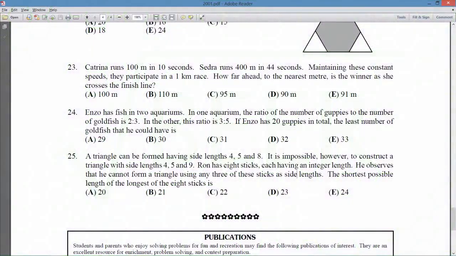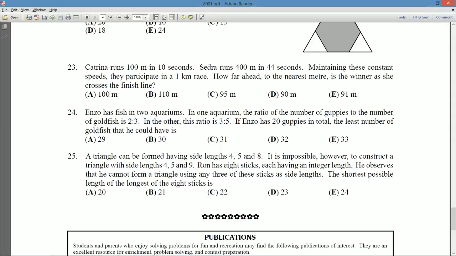It's about a fellow named Enzo, and he's got some fish in an aquarium. So Enzo does indeed have fish in two aquariums, and in one aquarium the ratio of guppies to the number of goldfish is 2 to 3. So for every 2 guppies he has, he'll have 3 goldfish. Have to make sure that we know how to read the ratios properly. In the other, the ratio of guppies to goldfish is 3 to 5. So for every 5 goldfish, we're going to find 3 guppies.